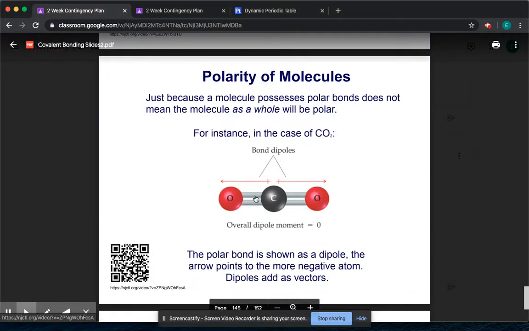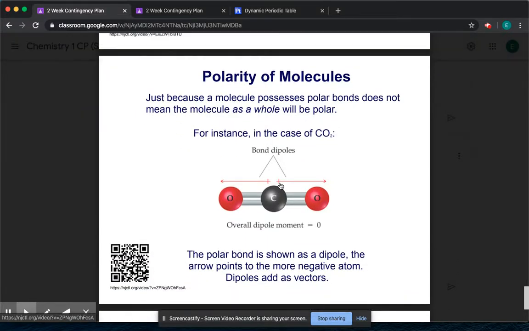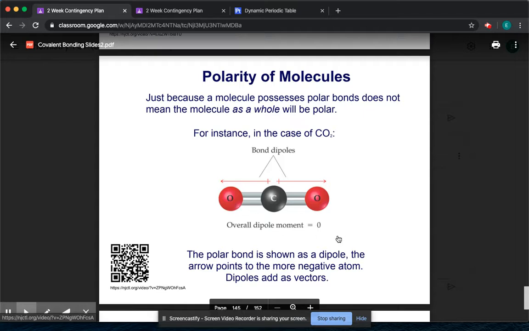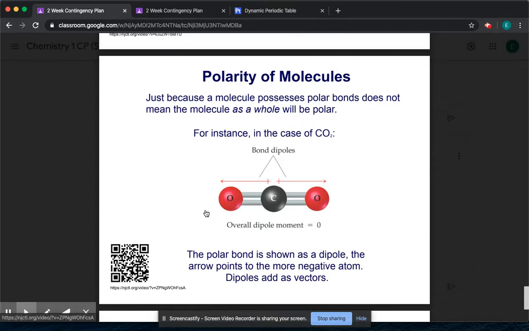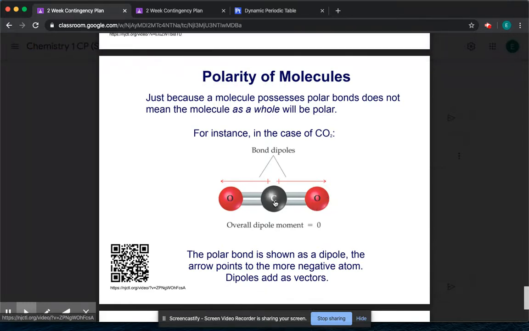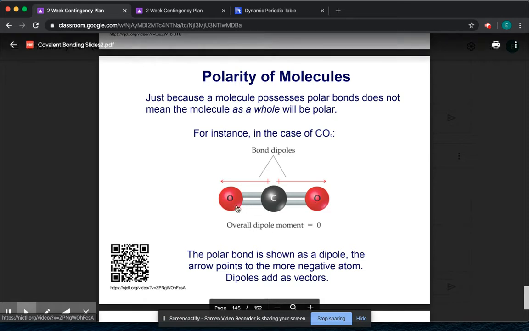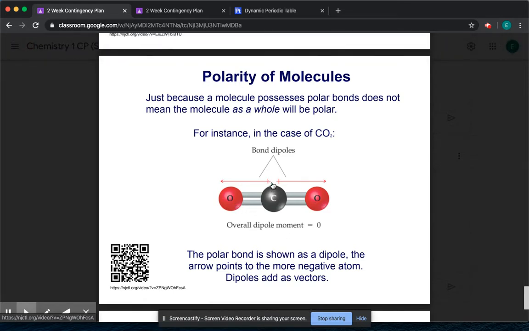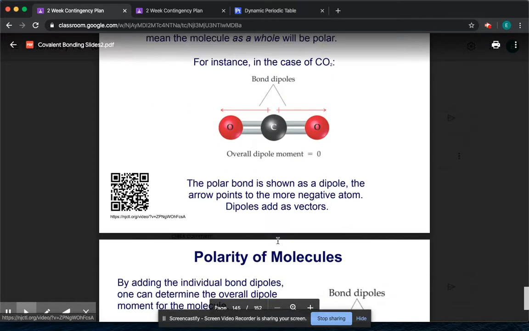So the bonds are polar. Look at the arrows. This arrow is saying that the electrons are being pulled towards the right, and this one is saying the electrons are being pulled toward the left. But because the pulls are equal, these are two oxygens, they have the same strength when it comes to the pull. They're being pulled in opposite directions. Think of carbon in the middle and you're playing tug of war. They're equal in strength. Because they're equal in strength, the pulls actually cancel. And because they cancel, you end up with a non-polar molecule.